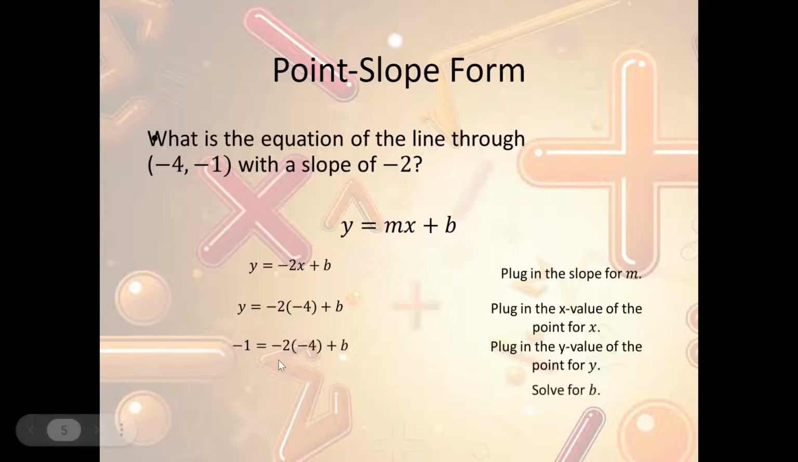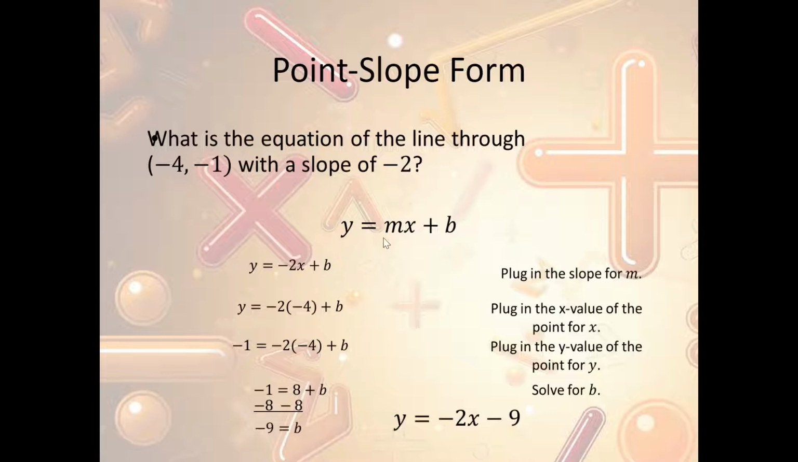Now we just solve for b. -2 times -4 is +8, so -1 is equal to 8 plus b. We're going to get rid of this 8 by subtracting, so we subtract 8 from both sides. And we get -1 minus 8 is -9, which is equal to b. Now we plug this back into our y equals mx plus b form. y equals -2x, and our b is -9, so it's -9.